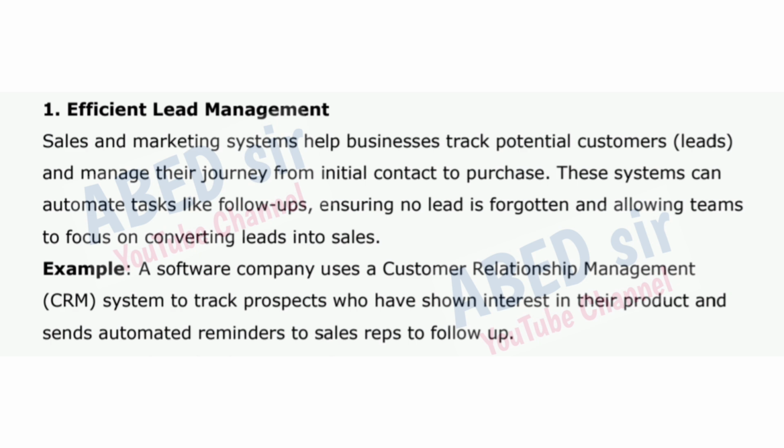1. Efficient lead management. Sales and marketing systems help businesses track potential customers, leads, and manage their journey from initial contact to purchase. These systems can automate tasks like follow-ups, ensuring no lead is forgotten and allowing teams to focus on converting leads into sales. Example, a software company uses a customer relationship management (CRM) system to track prospects who have shown interest in their product and sends automated reminders to sales reps to follow up.